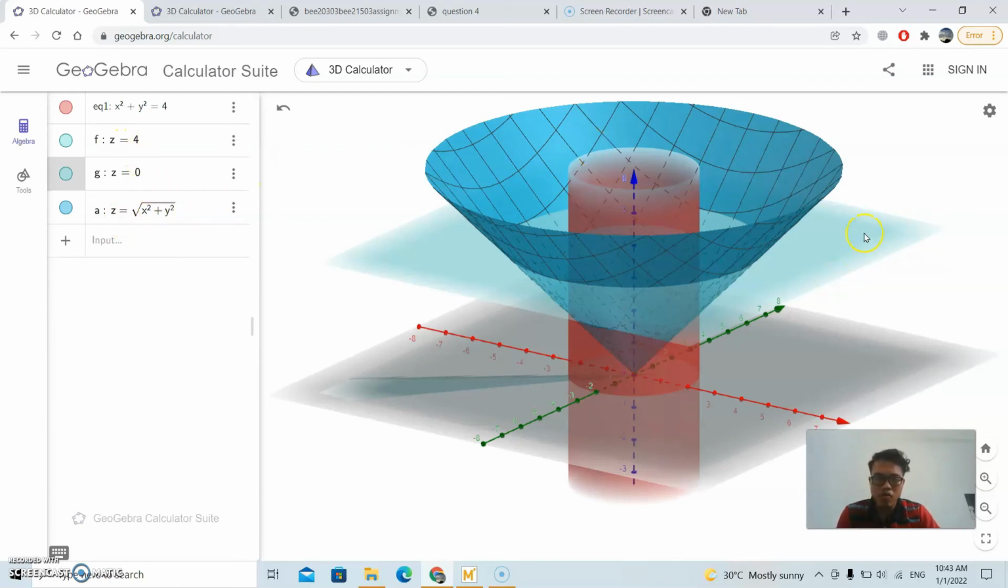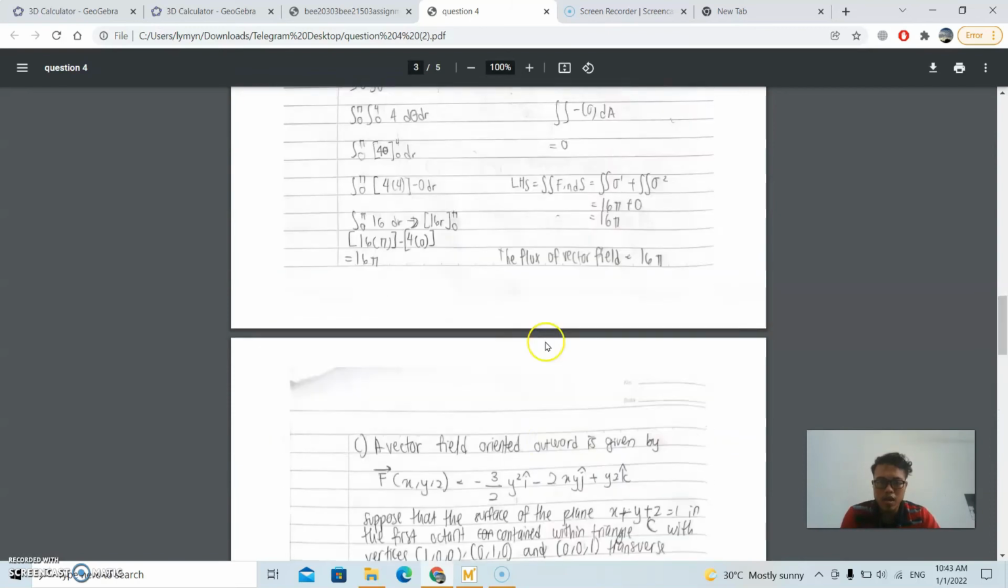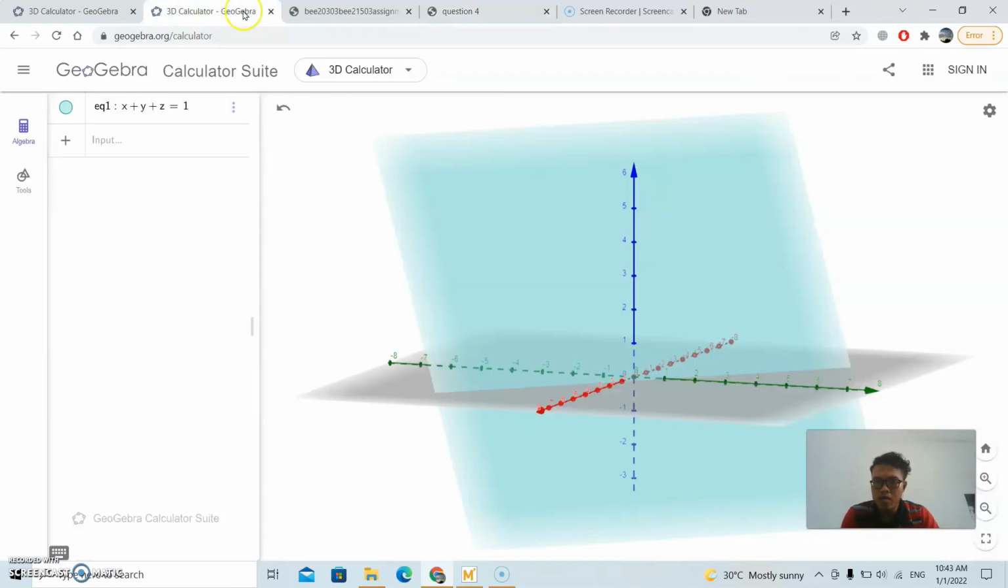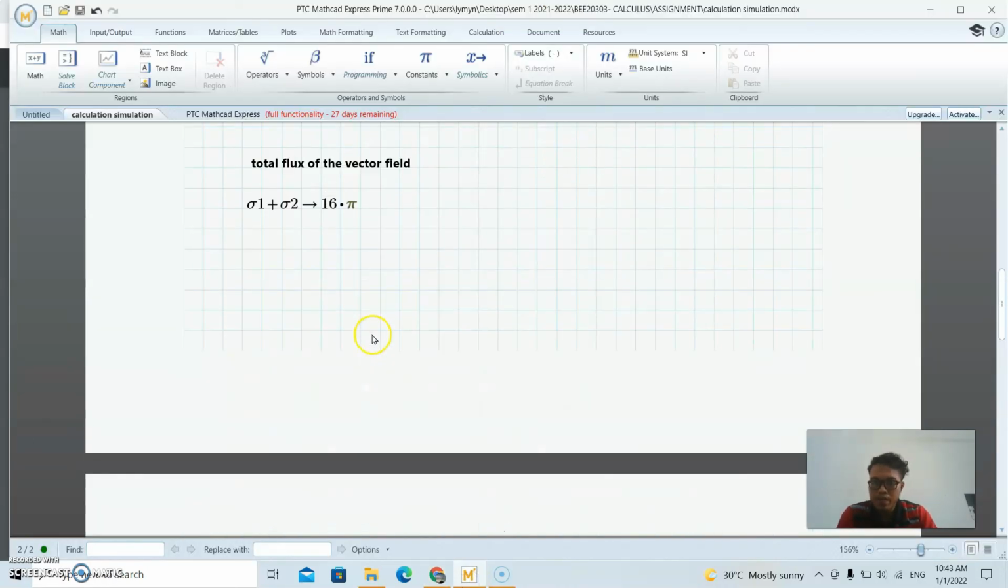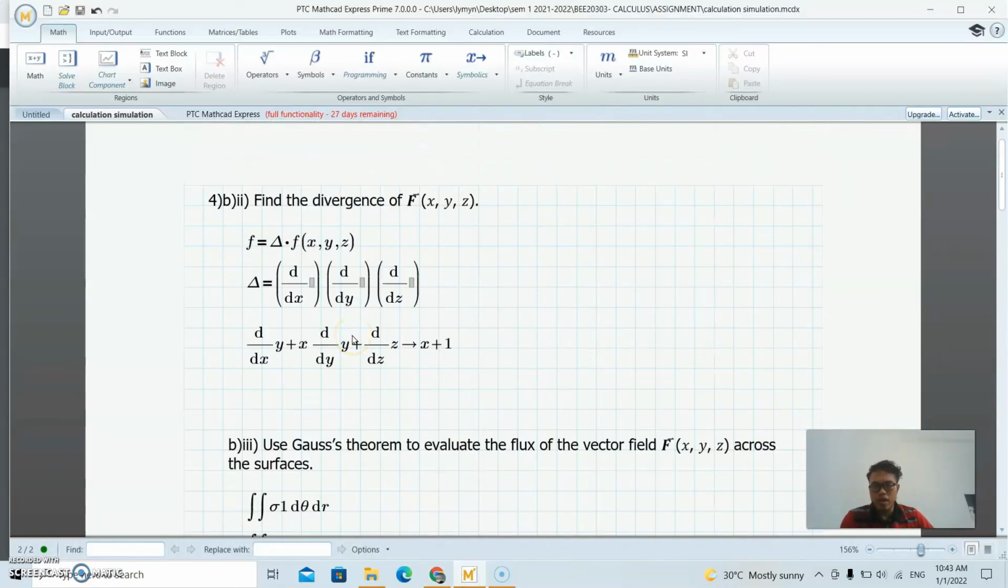And z equal to 4 is a plane, and z equal to 0. This answer is the same as my manual sketch. For the second part, we just find the divergence of F(x,y,z) from the equation. So we need to differentiate it, and we get d over dx of x plus d over dy of y plus d over dz of z is equal to x plus 1.